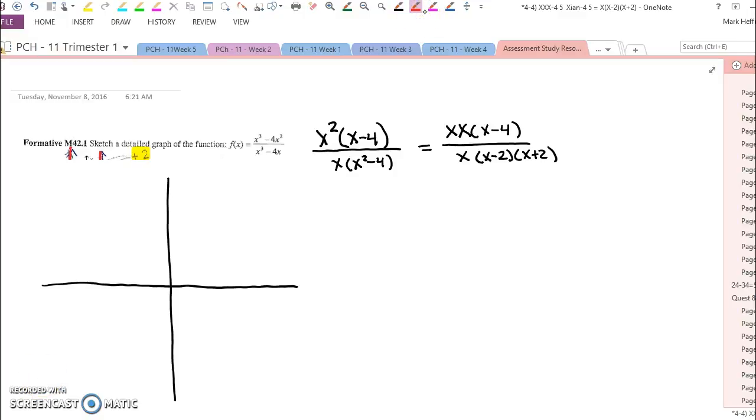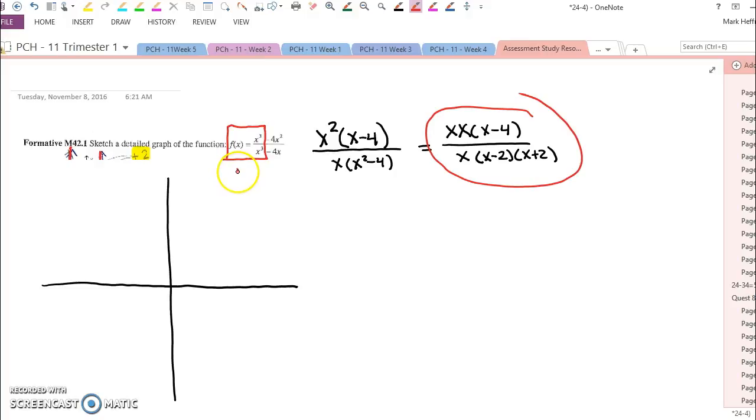Any rational function problem where you're trying to see what it looks like should begin with factoring. When everything is completely factored, you should have what you see here. Before I even factor, I can tell the end behavior by looking at the leading term in the numerator over the denominator. F of x equals 1 is my end behavior, which is a horizontal asymptote.